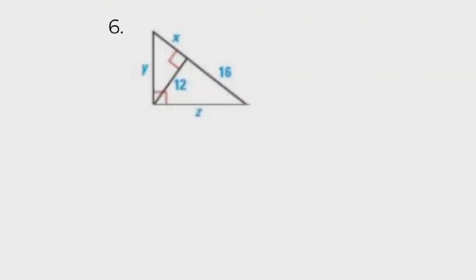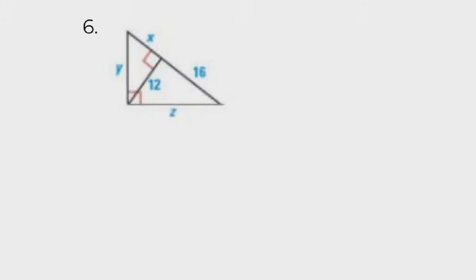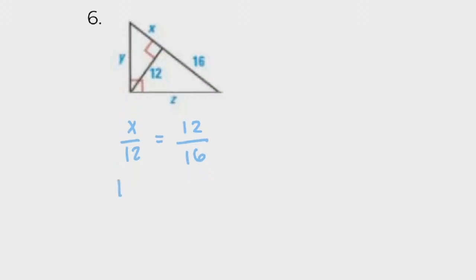Okay, and then next we have this problem where we want to solve for x and y. So to find x, this would be x/12 = 12/16. Oops. So we're using the altitude. So we get 16x = 144. And then we're going to divide by 16. And we get x = 9.